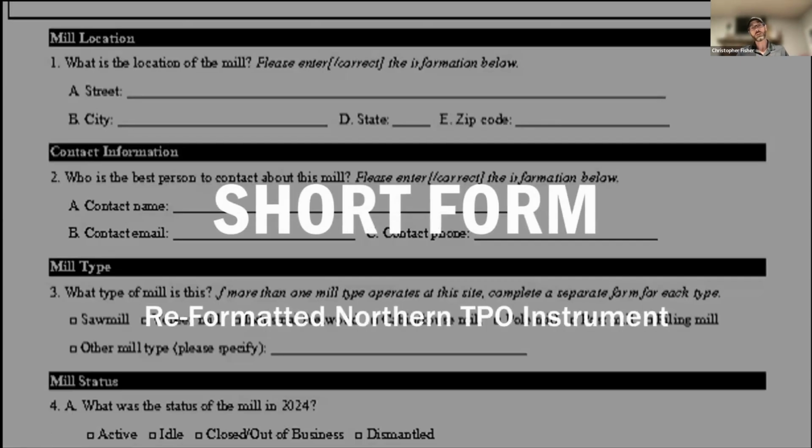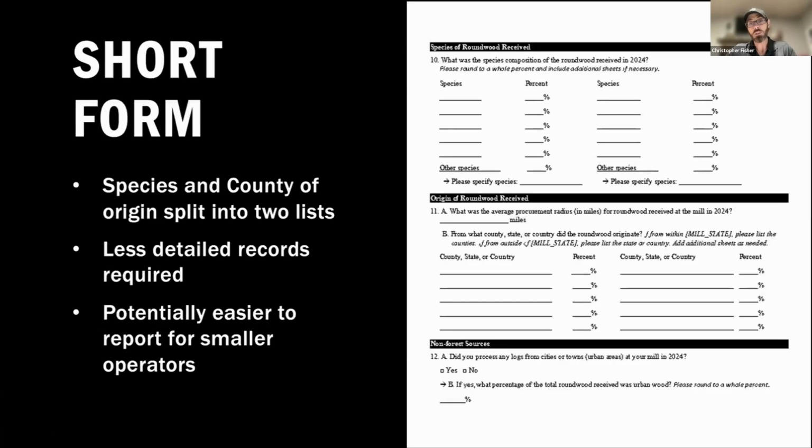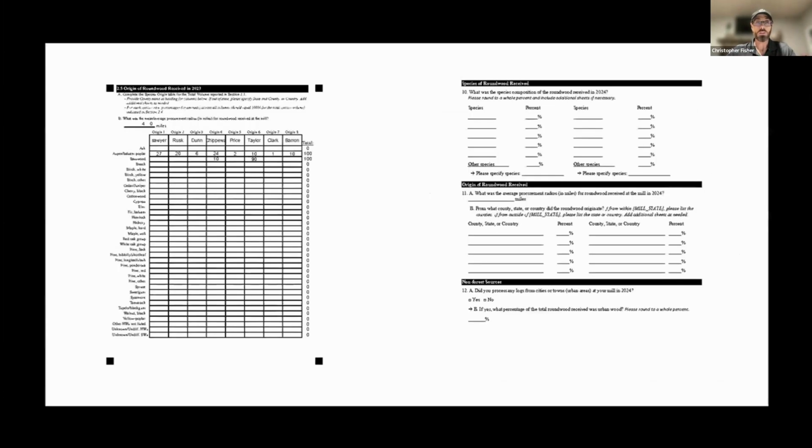The way we were going to try to figure this out is there's another TPO survey that's been approved that we were allowed to send out. We called it the Northern Short Form. What the short form does is it takes that county matrix and splits it out. So now people can report to us the species by percent and the counties by percent, but not necessarily in the same matrix. We were thinking that might have a lower burden, less detailed records required. And here are the two next to each other. On the left is the current TPO species county matrix, and on the right is the new short form that we will be pre-testing.